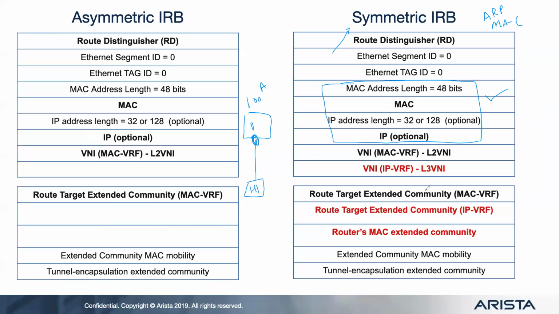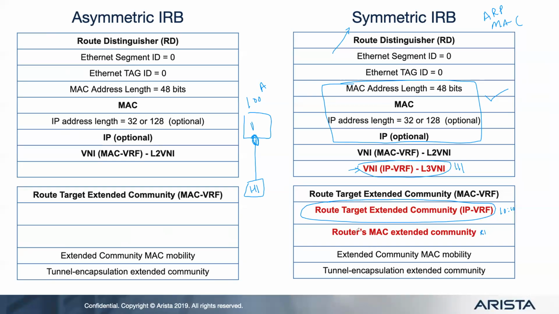What is different is you have to add this other information into your type 2 as well. So you are generating a type 2 route only for the MAC or ARP you have learned, but you will have a few more pieces of information. What is that? The L3 VNI, that is 111. The route target for the IP VRF, that is 10:10. And the router MAC of this VTEP, let's say router R1 or VTEP 1 MAC.